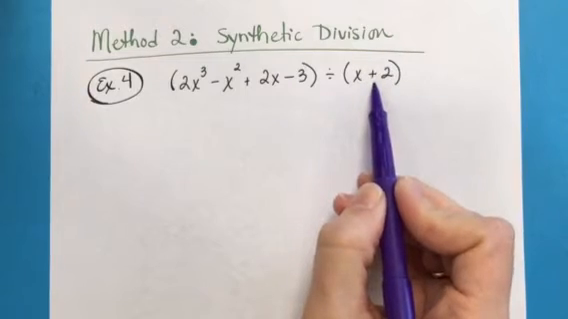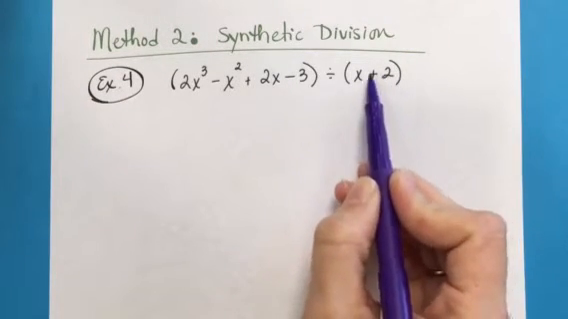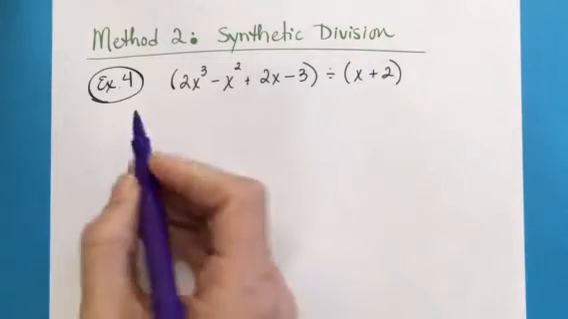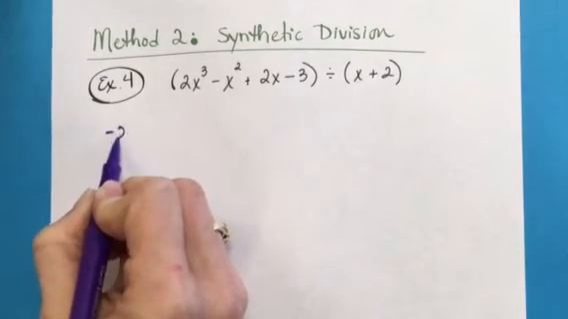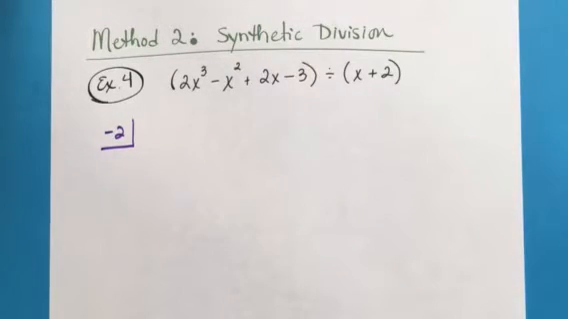With your divisor, what you've got to do is do the opposite of your constant. So my constant here is positive 2. I need the opposite, which is negative 2. Okay, and we're going to put it, kind of box it off here in a corner.